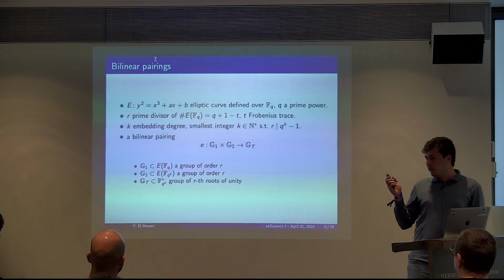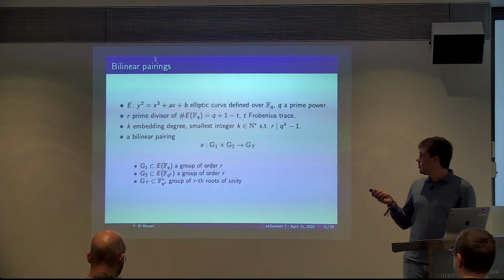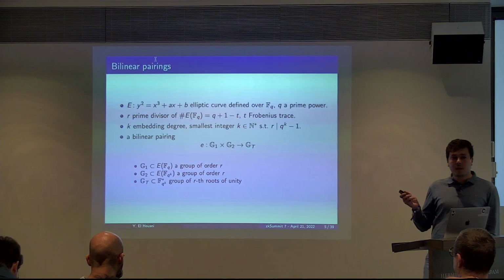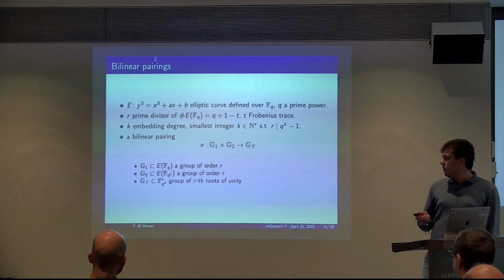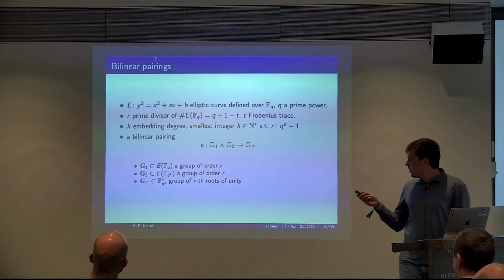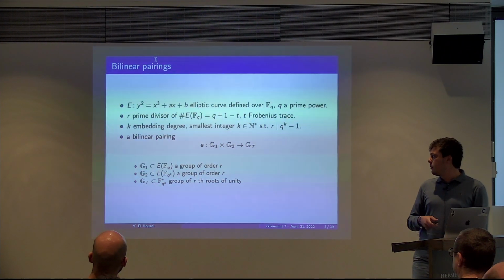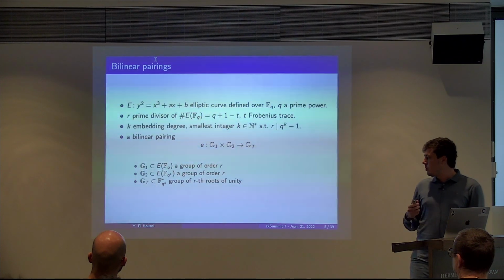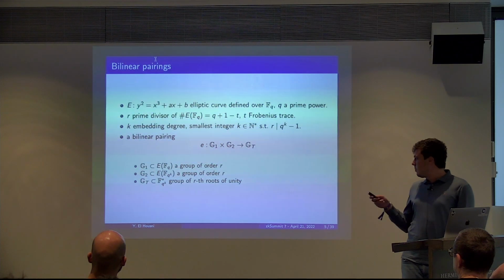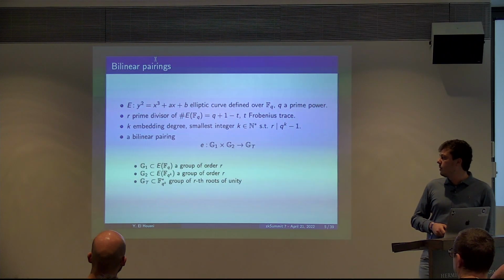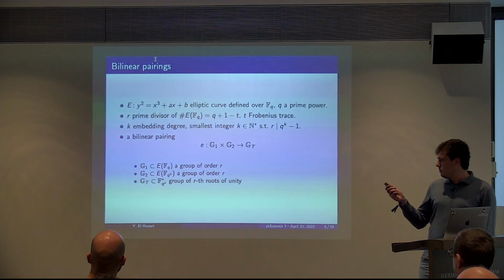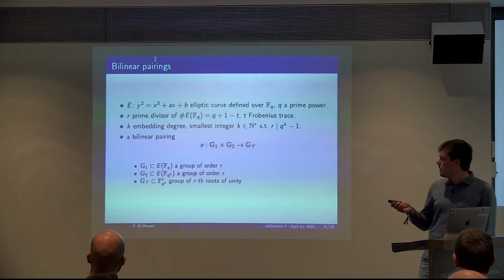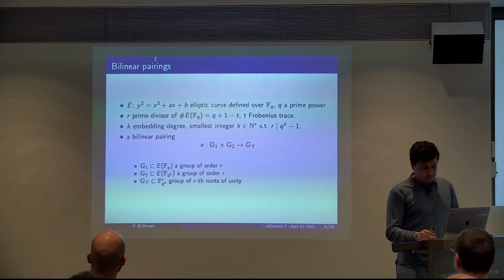A pairing is a bilinear map that goes from G1 cross G2 to some target group GT. G1 and G2 are defined over elliptic curves, one over the finite field, the other over some extension. And GT is also a group of order R, but this time it is defined over an extension field and not a curve. So it is, for some kinds of pairings, the rth roots of unity.